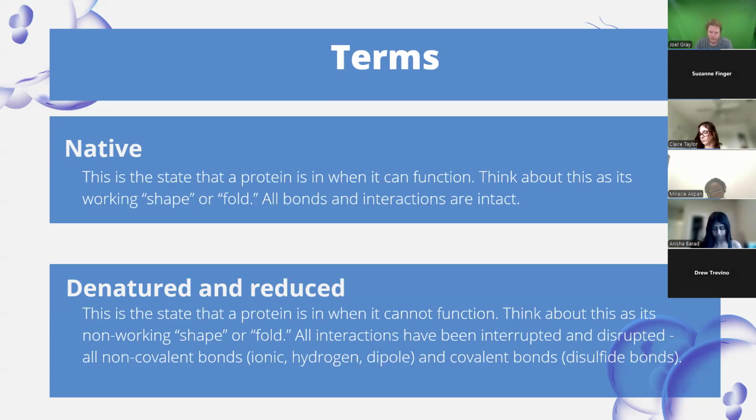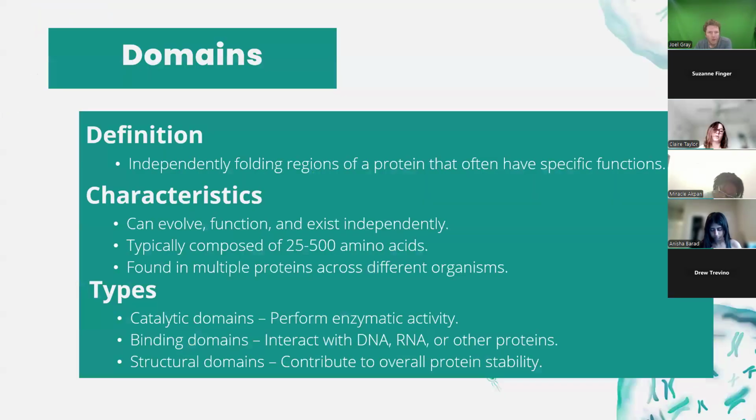Now, with that in mind, this is where we're going to begin talking about functions of proteins. And it's important to know what a protein domain is. So, protein domains are regions of a protein. These are independently folding regions of a protein that often have specific functions. They do something in particular. Characteristics of them is that they can evolve, function, and exist independently. They're typically 25 to 500 amino acids and are found in multiple proteins across different organisms.